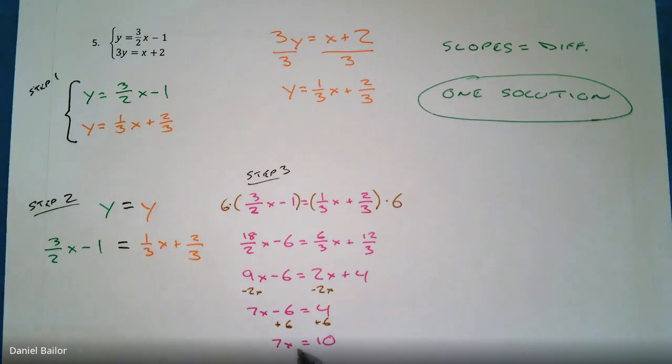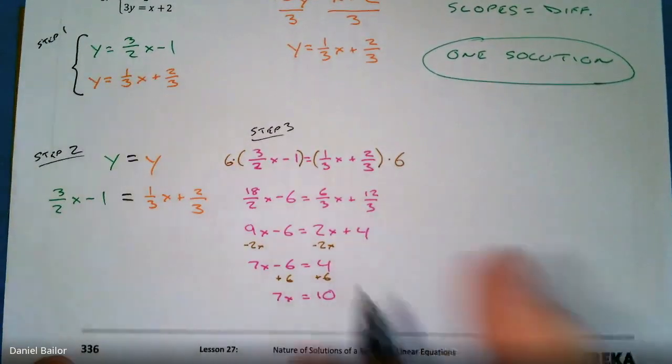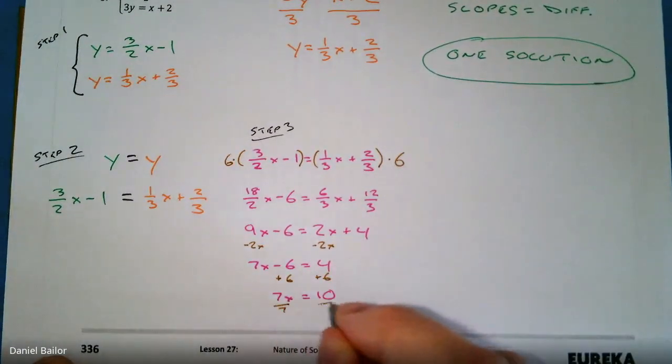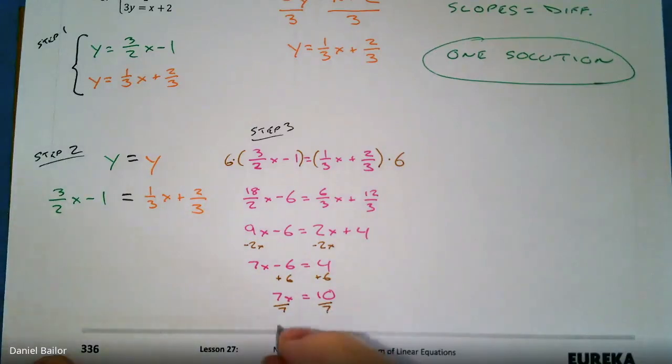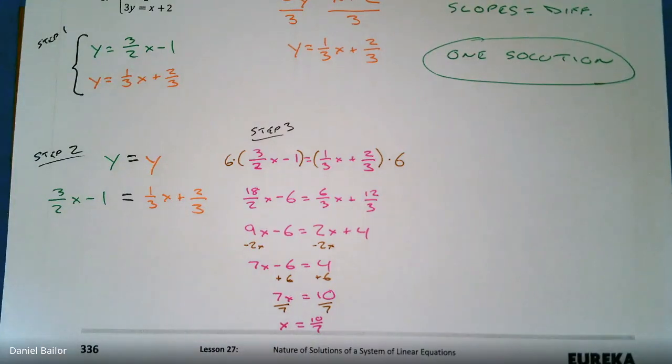Then I'm going to use the division property of equality because I don't want 7x. I just want x, so I'm going to divide by 7. So x, 7x divided by 7 is x. 10 divided by 7, just keep that 10 sevenths. So x equals 10 sevenths. Makes that much easier now. X equals 10 sevenths.